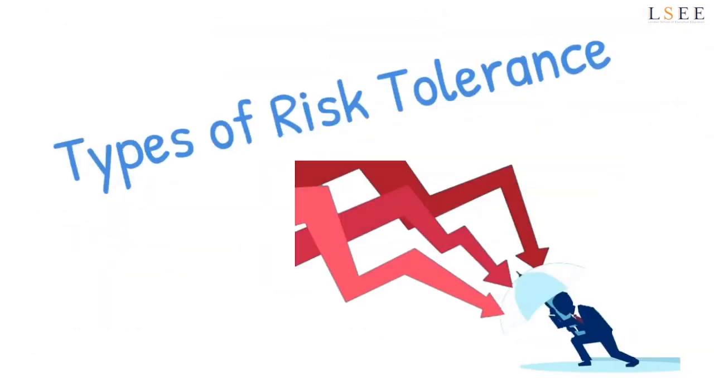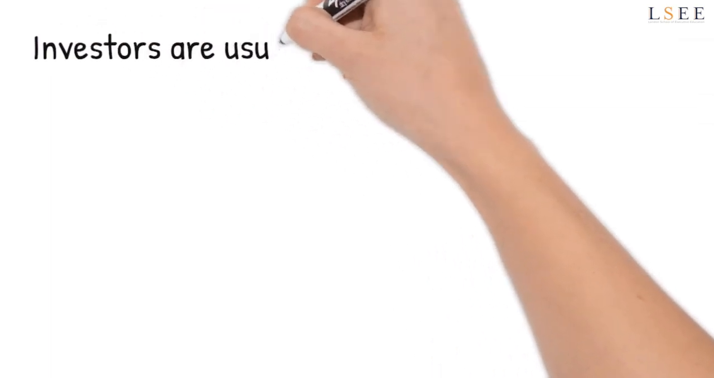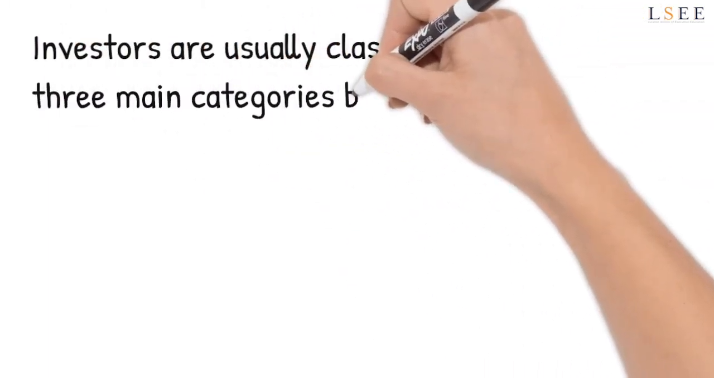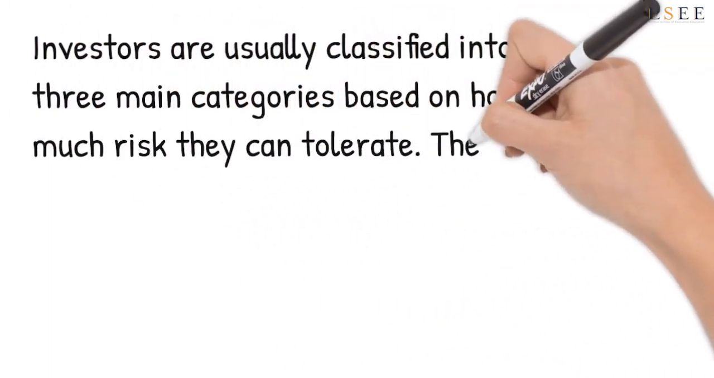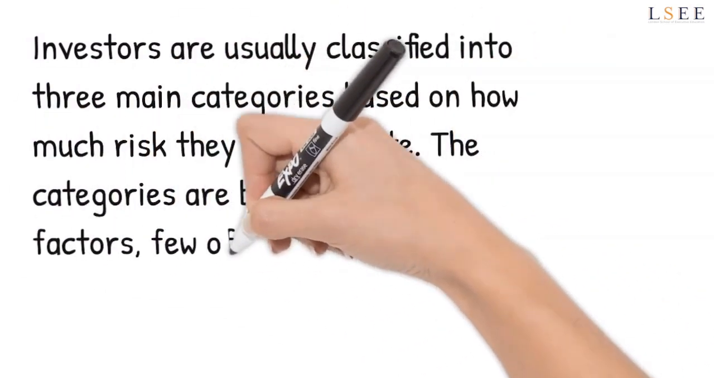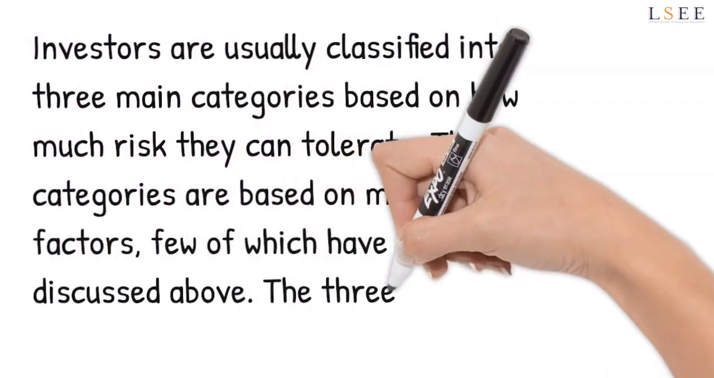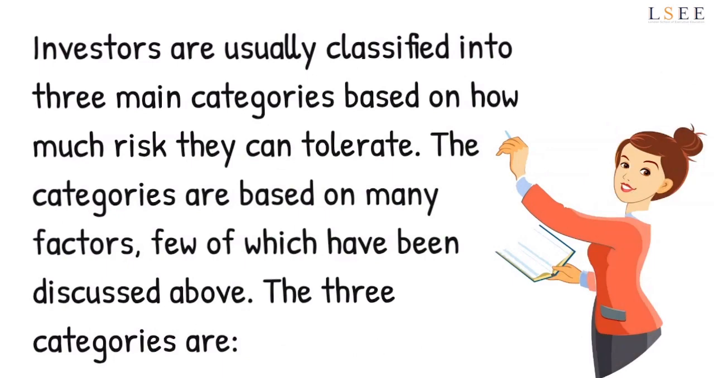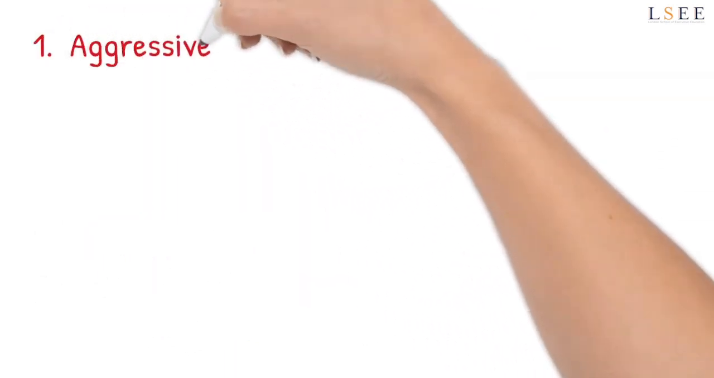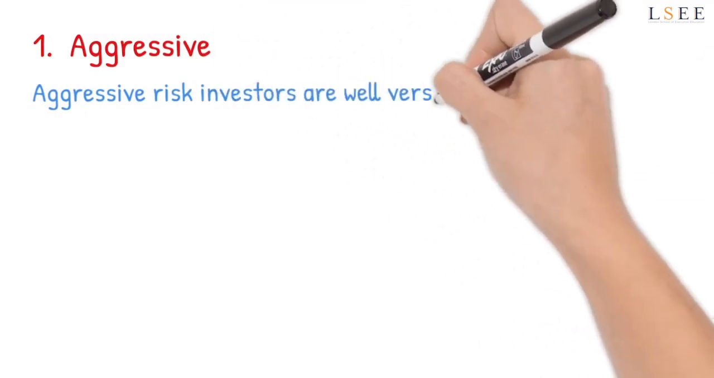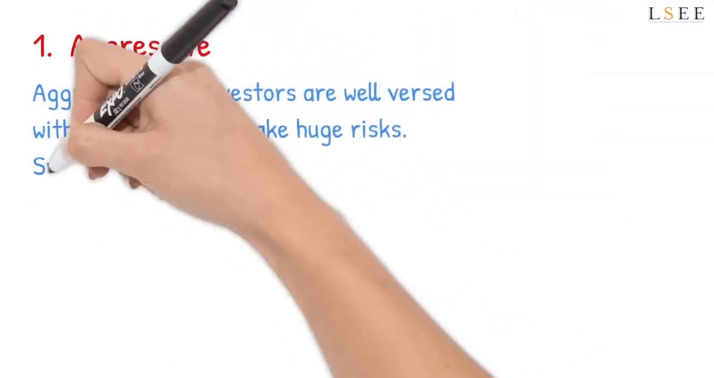Types of risk tolerance. Investors are usually classified into 3 main categories based on how much risk they can tolerate. The categories are based on many factors, few of which have been discussed above. The 3 categories are: 1. Aggressive. Aggressive risk investors are well versed with the market and take huge risks.